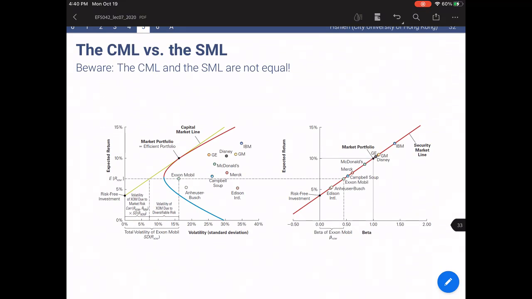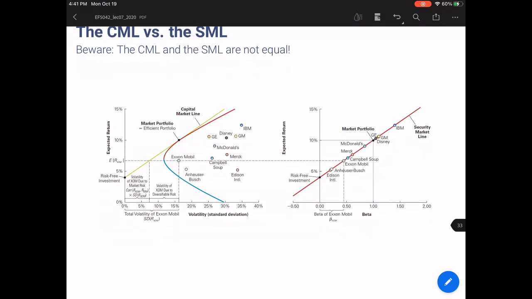So as I already stated, don't confuse the CML with the SML line. SML is supposed to represent the CAPM, and the capital markets line, or CML, is supposed to represent the efficient portfolios that are accessible to you, the most risk efficient portfolios that you should choose from, given that you are averse to risk and prefer more returns.